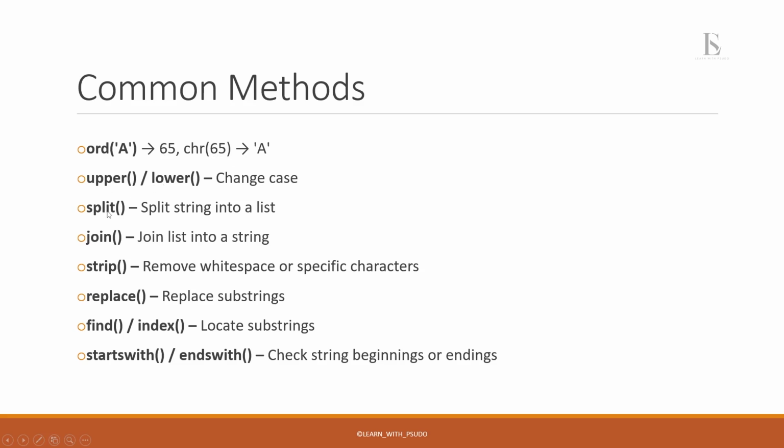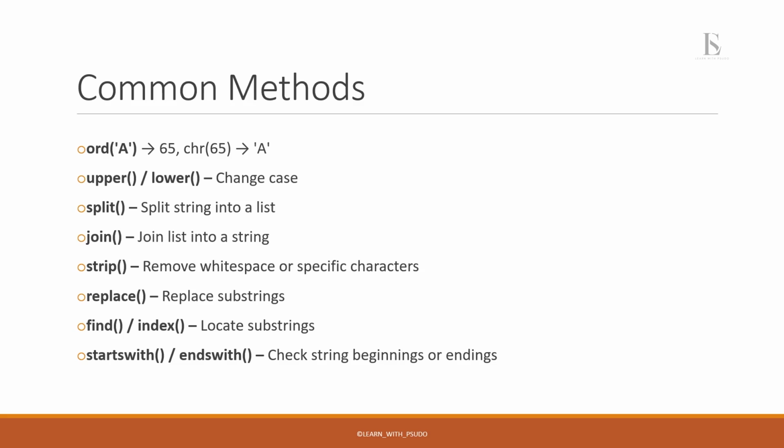We have the split function to split a string into multiple list objects using a delimiter, or if you don't use a delimiter, by default space is the delimiter. Again, join is used to join strings. Strip will remove the leading and trailing white spaces if you provide nothing in the argument. If you provide a character, then that character will be removed from the leading and trailing ends.